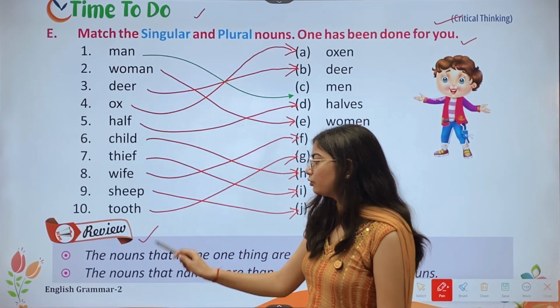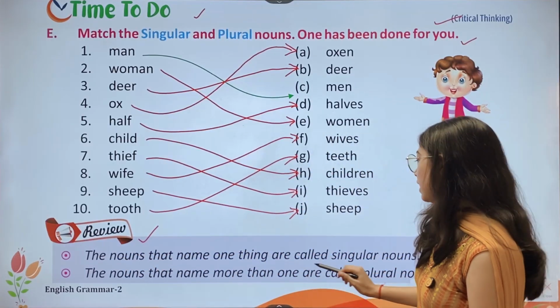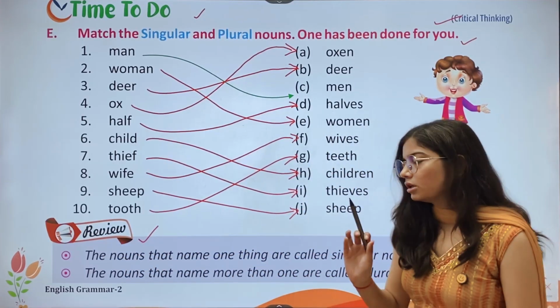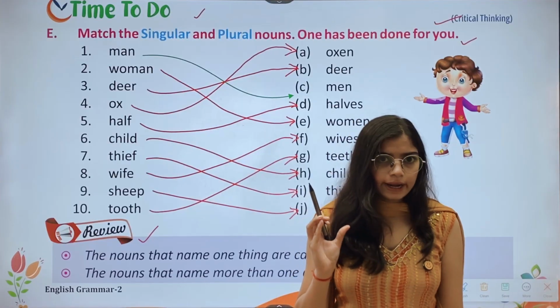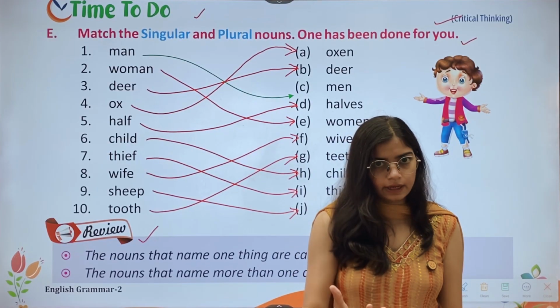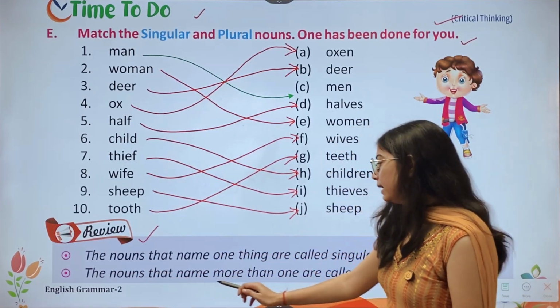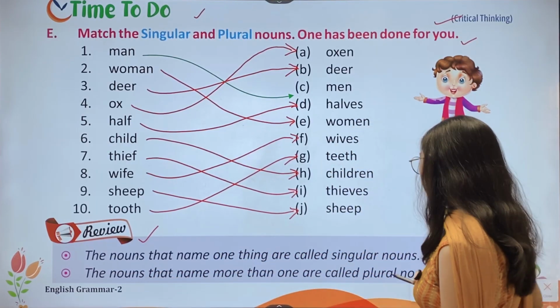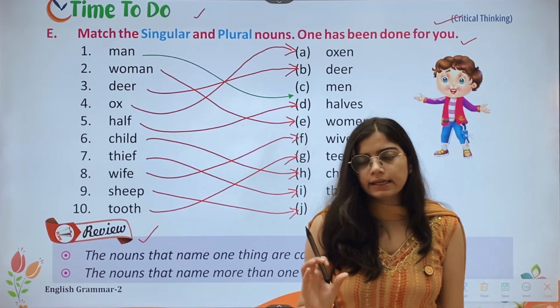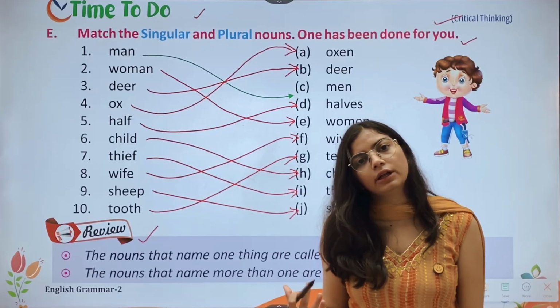Now we have to review. The nouns that name one thing are called singular nouns. तो जो ऐसे words जो singular thing या single thing को name दे, उनको हम singular nouns कहते हैं. The nouns that name more than one are called plural nouns. ऐसे nouns जो more than one thing को name दे, उन्हें हम plural nouns कहते हैं.